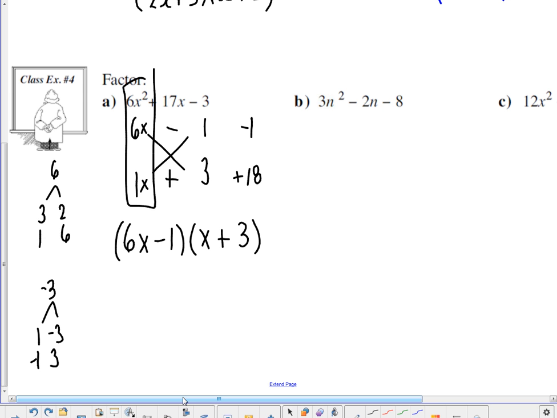What two numbers? 1 and 3. Good. Now 8, we have a few options. Right? 1 times 4. Nope.